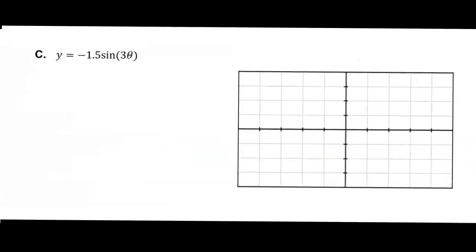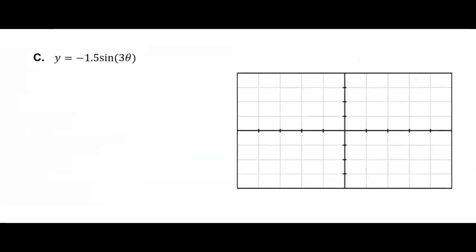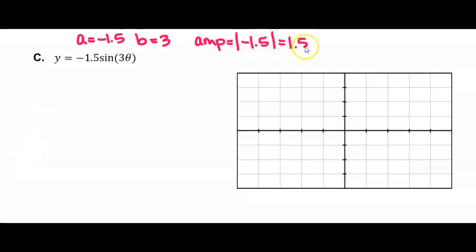All right, for example C, go ahead and write down your A and your B value and see if you can figure out your amplitude and your period. So pause the video and we'll go over it. So our amplitude should be the absolute value of -1.5, which is a positive 1.5. Remember, amplitude is always positive.